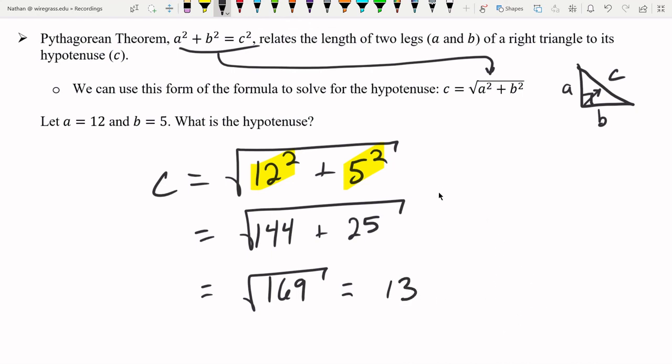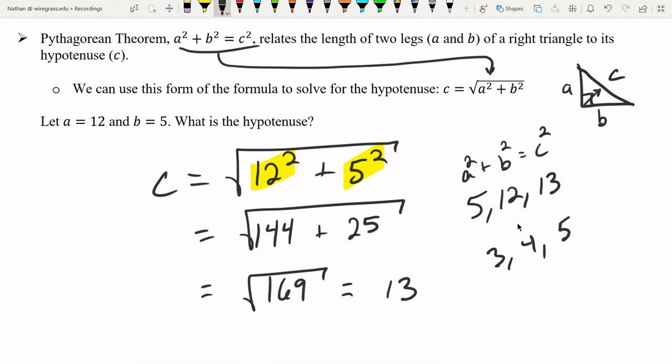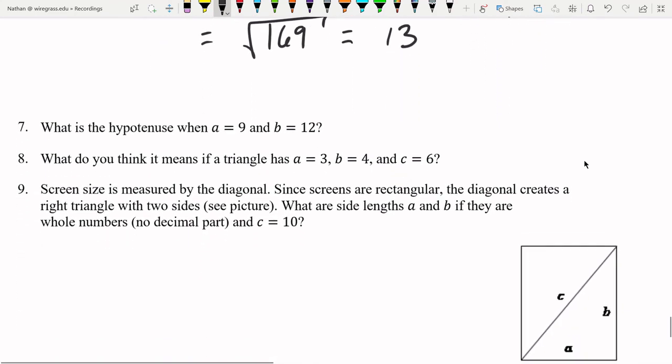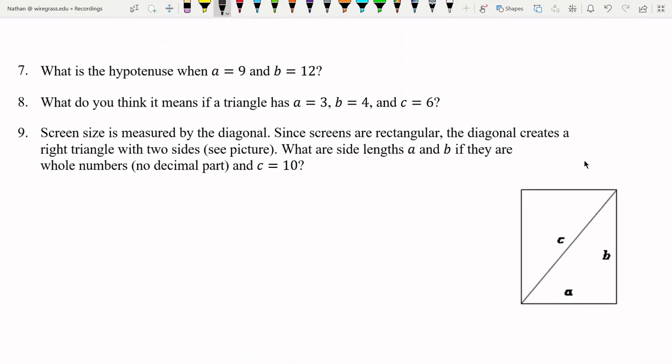This is actually called a Pythagorean triple, 5, 12, 13. It's called a Pythagorean triple because it satisfies Pythagorean theorem, A, B, and C, a squared plus b squared equals c squared. Another Pythagorean triple is 3, 4, and 5. You can test that one yourself by plugging in for A, B, and C into the Pythagorean theorem. Okay, with this in mind, give it a try on 7, 8, and 9.